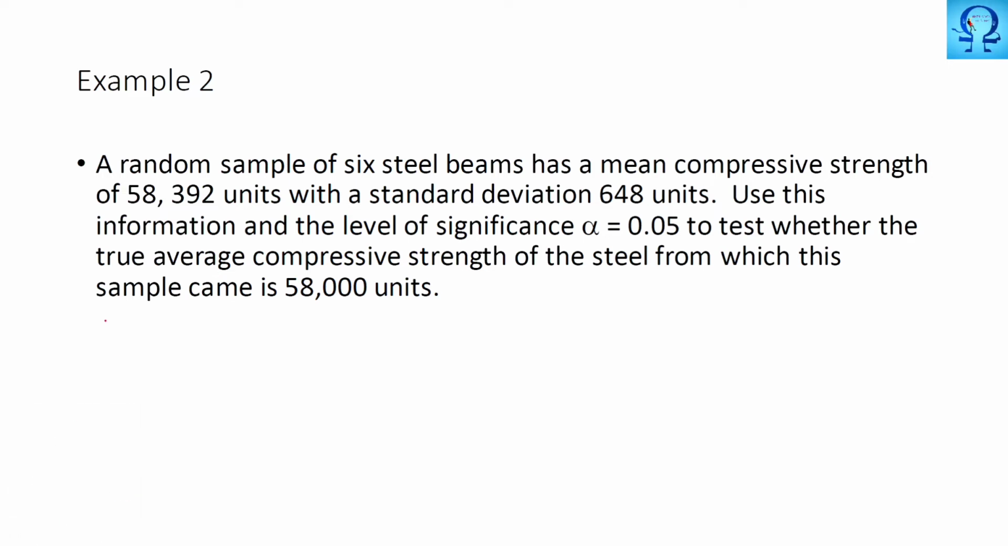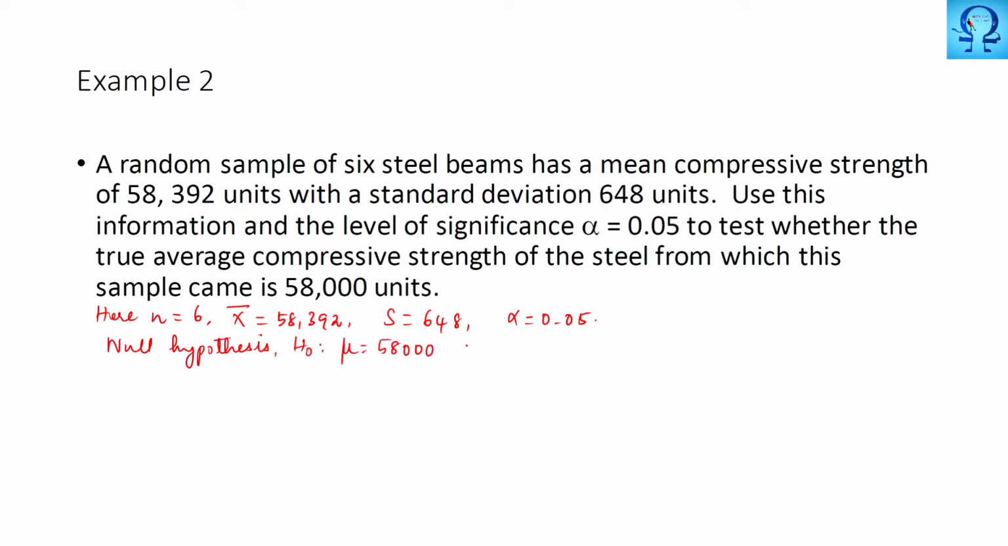So basically here the given information are n is 6, x bar is 58,392, s is 648, and alpha is given to be 0.05. The null hypothesis, that is H naught, is mu equals 58,000 against the alternate hypothesis, which is H1. Do we have any information for this one?